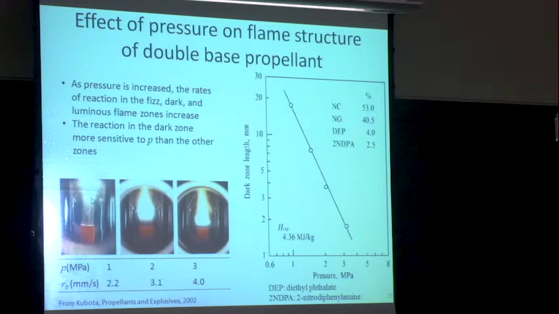I see luminosity again. As I increase the pressure, the length of the dark zone starts decreasing, so the second stage reaction is catching up to the first stage reaction. It changes the heat feedback to the surface, and I essentially change the burning rate then.